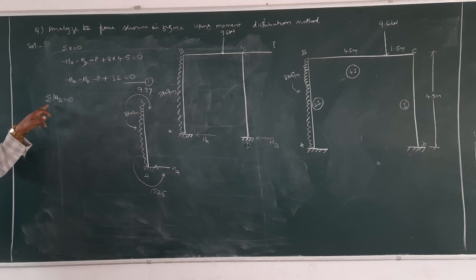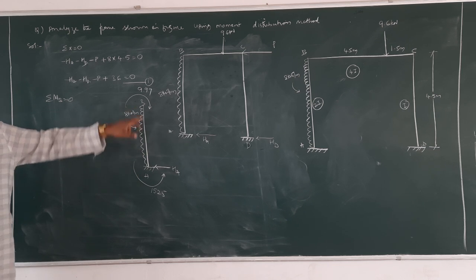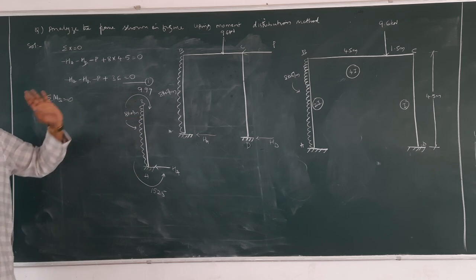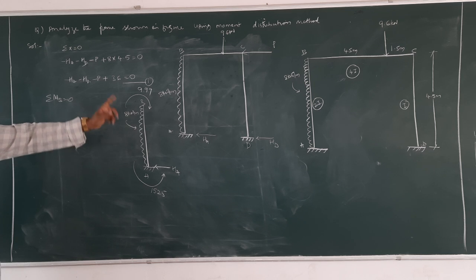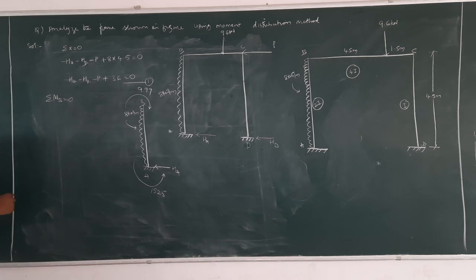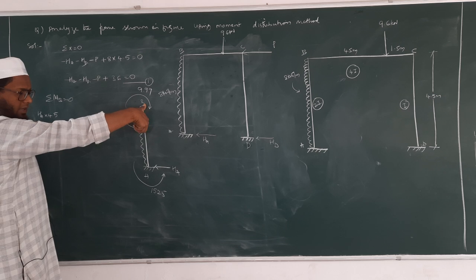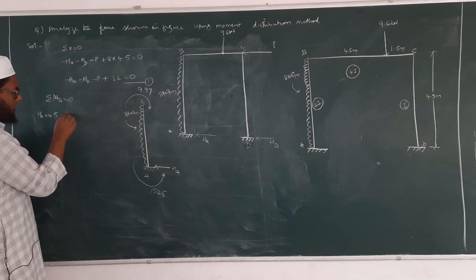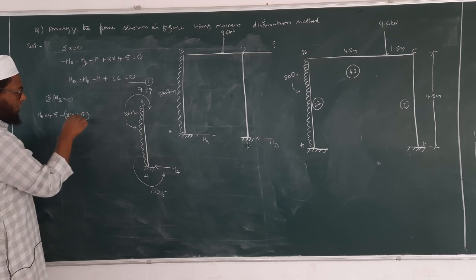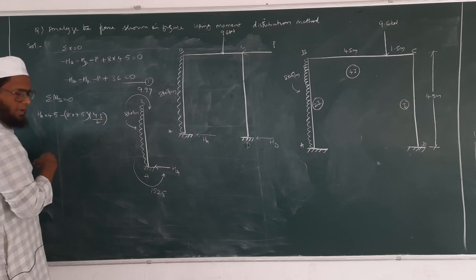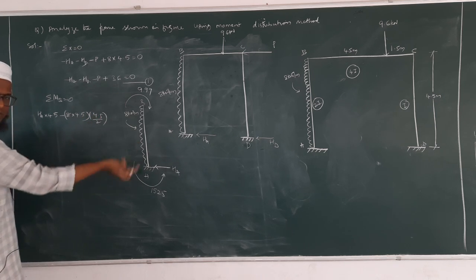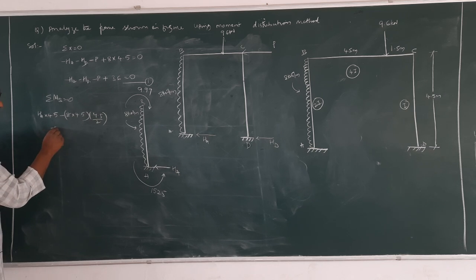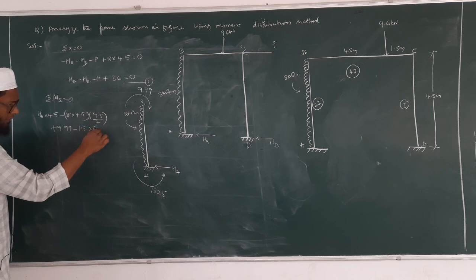What I am doing, I am calculating moment at B, but I am considering only vertical span, that is span AB. Okay, now can you calculate moment about B? Yes. HA into 4.5, moment at B, HA into 4.5 minus 8 into 4.5 into 4.5 by 2. Remaining we have these moments also, right? What are those moments? Okay, plus 9.99 minus 25 is equal to 0.